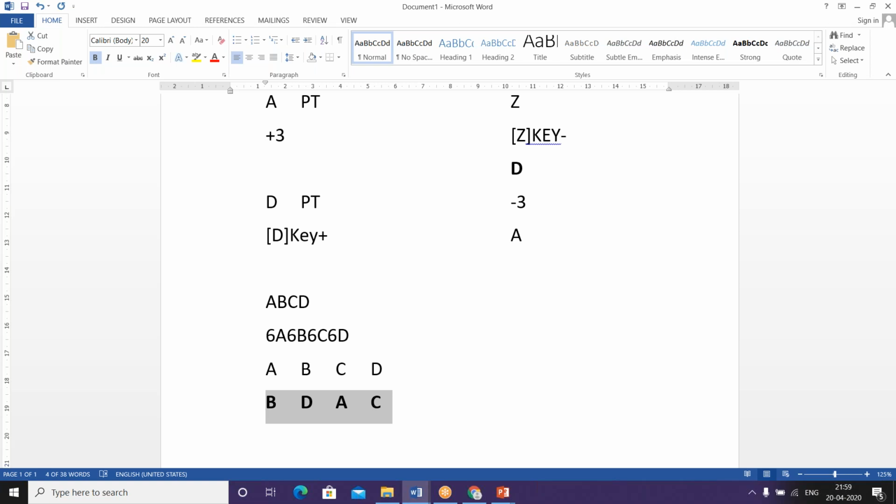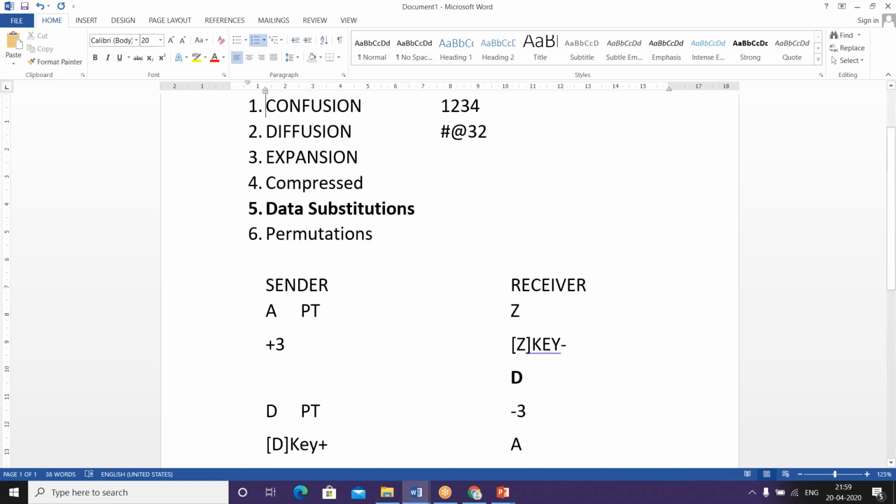Now you can note it down. All are reversible. If you see here, data confusion is reversible. Diffusion is reversible. Expansion, compression, data substitution, permutation, all are reversible, because if we have the proper set of keys with us, we should be able to get the original data. If you want to get the original data, I should have the complete knowledge about that algorithm. Then I can apply. We are able to get the plain text, right?